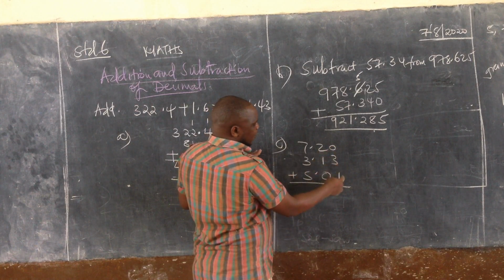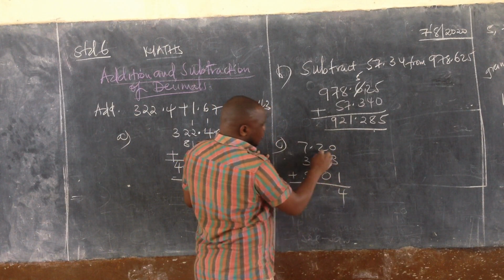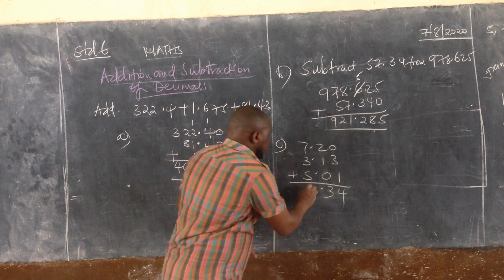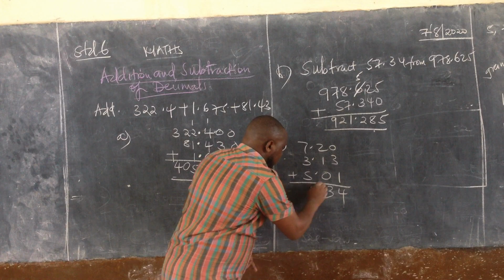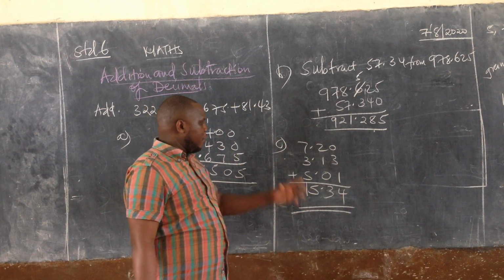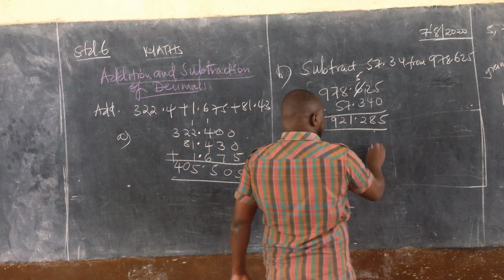So 0 plus 3 plus 1 is 4. 2 plus 1 plus 0 is 3. 7 plus 3 plus 5 is 10, 15. So you write 15 there. So your answer becomes 15.34. Let me do the last one, learner.